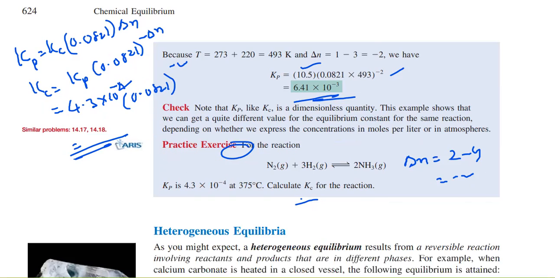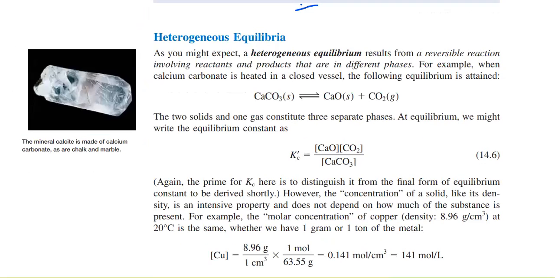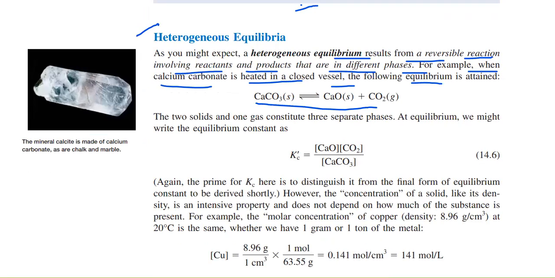This is the main part of this discussion. Likewise, when you see heterogeneous equilibria, as we might expect, heterogeneous equilibria result from reversible reactions involving reactants and products that are in different phases. For example, when calcium carbonate is heated in a closed vessel, the following equilibrium can be established: CaCO3 gives CaO plus CO2. Thus, two solids and one gas are there in separate phases. At equilibrium, we might write the equilibrium constant like CaO and CO2 by CaCO3.